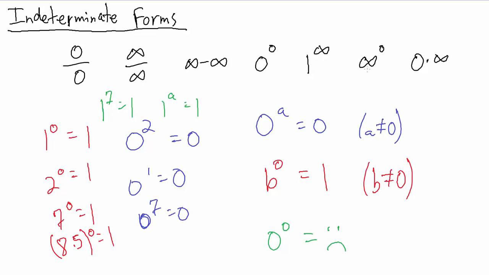Same thing with infinity to the 0. Okay, even though 1 to the 0 is 1, 2 to the 0 is 1, 7 to the 0 is 1, 8.5 to the 0 is 1, because 1, 2, 7, and 8.5, those are all numbers. Infinity is not a number, so we can't treat it like 1.